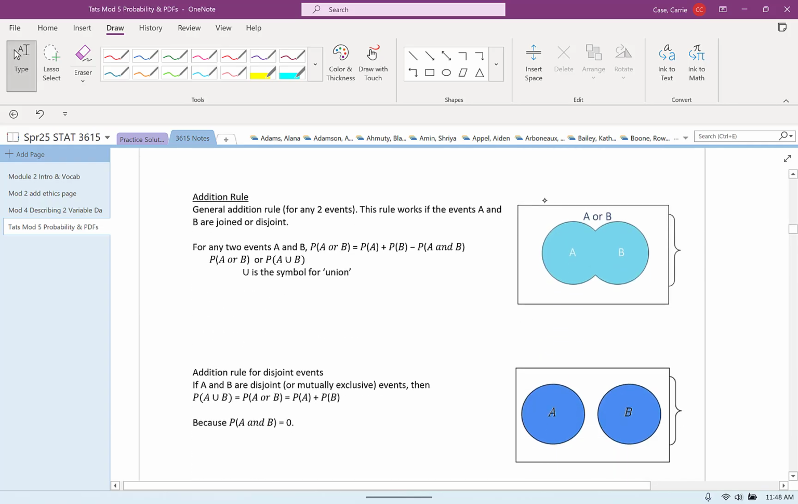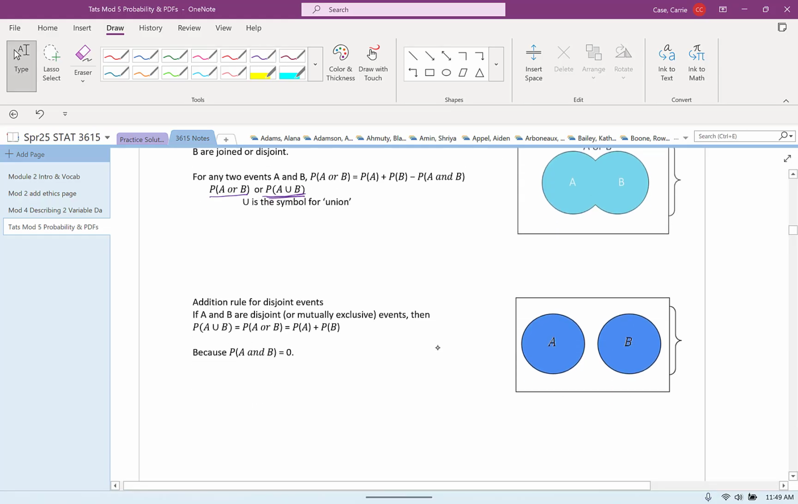All right, so now let's get into some of the math. The addition rule. The general addition rule for any two events. This rule works if the events A and B are joined or if they're disjoint. So for any two events, A and B, the probability of A or B is equal to the probability of A plus B minus the probability of A and B. The notation for probability of A or B is the probability of A union B, where we use the correct shape U, in the right direction. U stands for union mathematically.